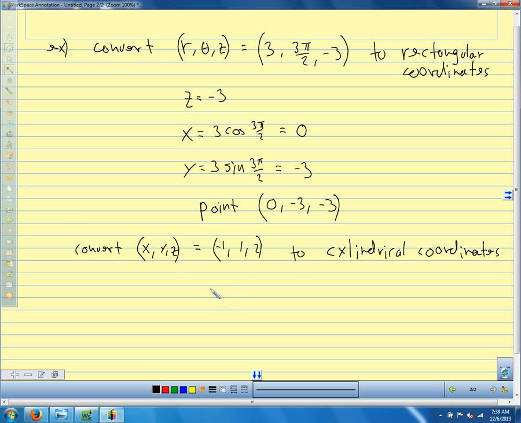All right, so what do we want to work on first here? Z, okay. Z equals 2. That's a 2, yes. Okay, what's next? R, okay. So R could be positive or negative. So we could say plus or minus the square root of 1 squared plus 1 squared. So we get plus or minus the square root of 2.